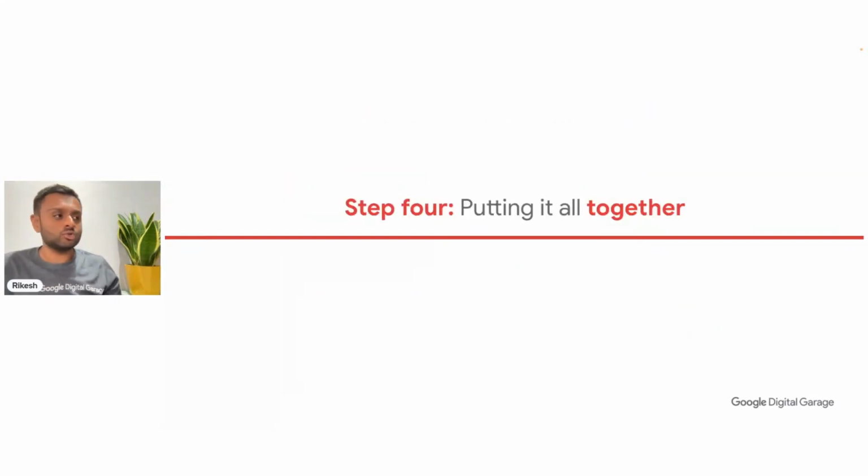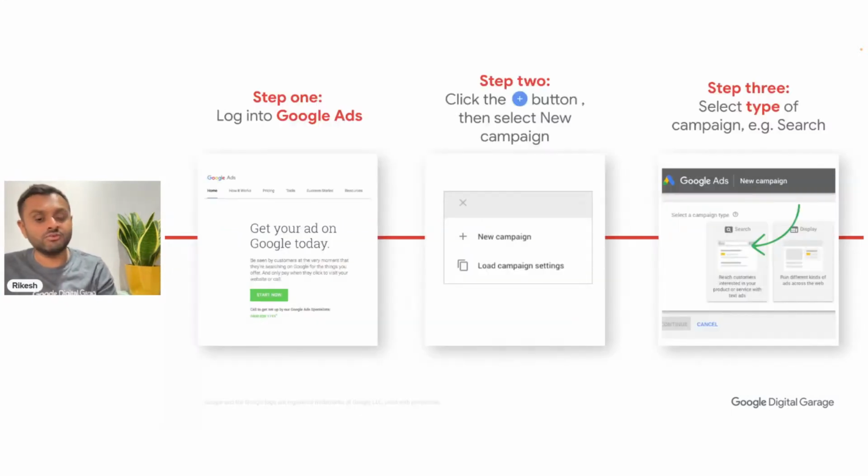Now, step 4 is all about putting all these pieces together. We've talked about setting up and creating a text-based advert on search engines. So how do we do this? Let's have a look at how we do this if we are going to be doing this on Google. The way that we do that is we can log in and set ourselves up with a Google Ads account. Once we're in, we can select a campaign.